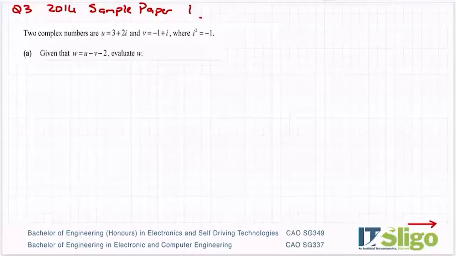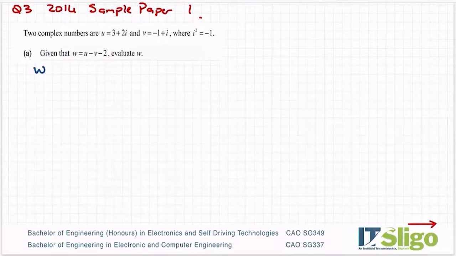The 2014 sample paper. Two complex numbers, u is equal to 3 plus 2i and v is equal to minus 1 plus i, where i squared is minus 1. Okay, that's in every question. Given that w is equal to u minus v minus 2, evaluate w.